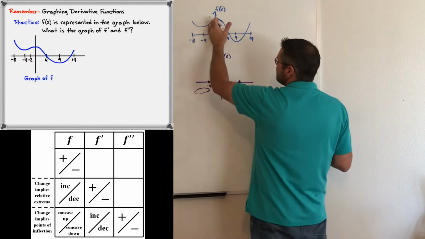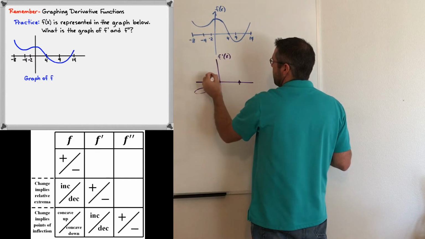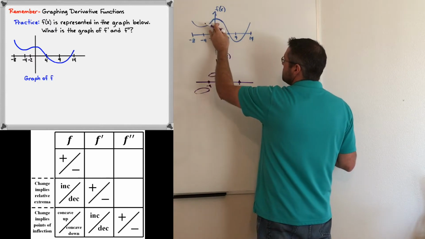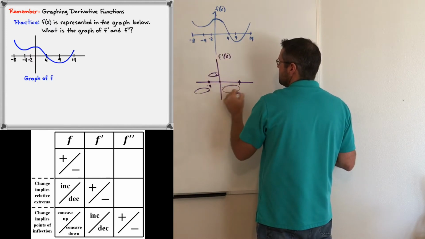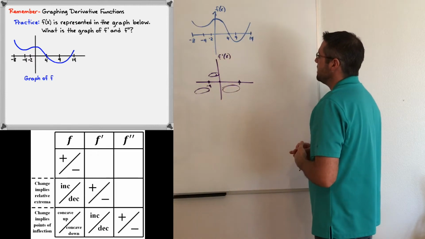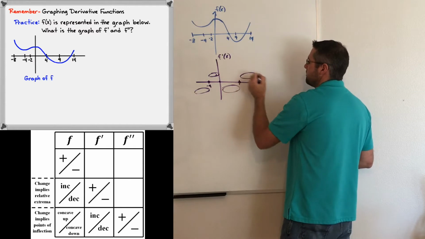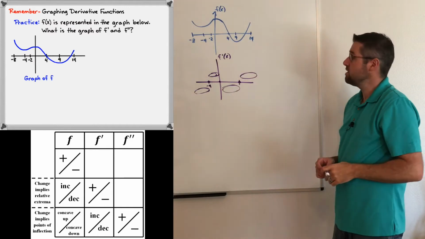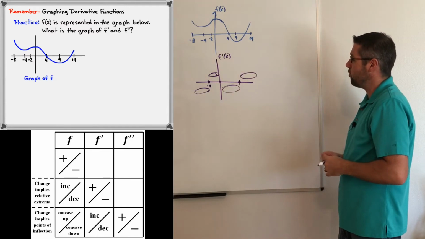From -4 to 0, we see that f is increasing, so we have positive. From 0 to 9, f is decreasing, so f prime is going to be negative. And then from 9 to 14, we can see that f is increasing, so f prime will be positive. So that's the first idea that we can understand here.